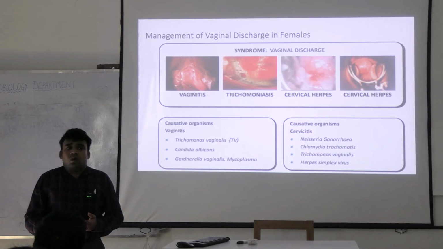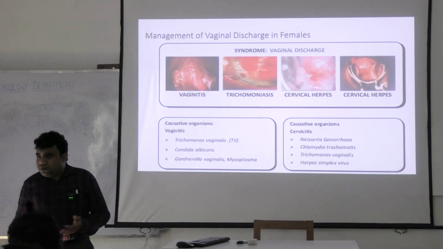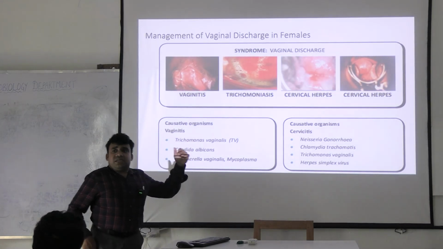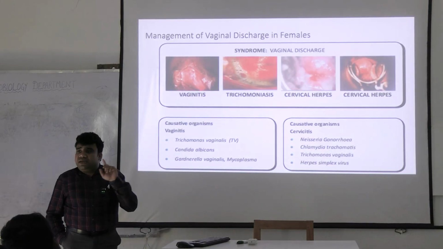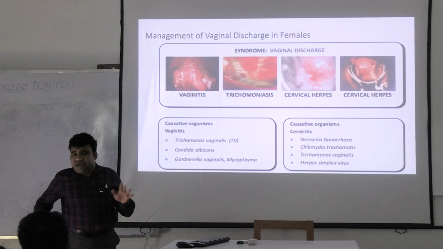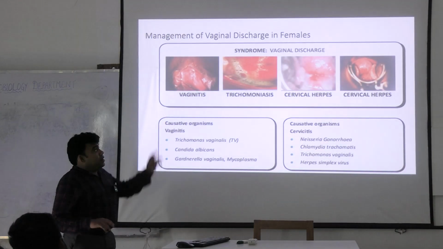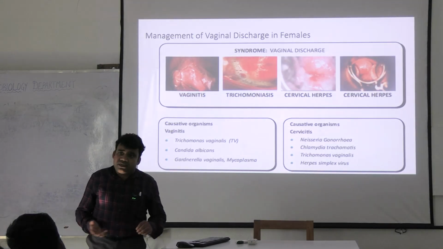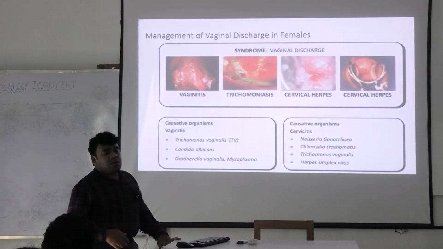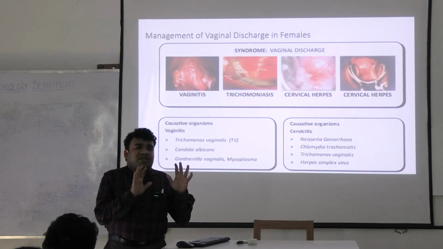Next, we look at vaginal discharge. Obviously, it will be present only in the females. Now, vaginal discharge can be caused by either what is called vaginitis. Don't get confused with vaginosis. Bacterial vaginosis is different, vaginitis is different. Then trichomoniasis or trichomonas vaginitis or cervical herpes or say bacterial vaginosis.